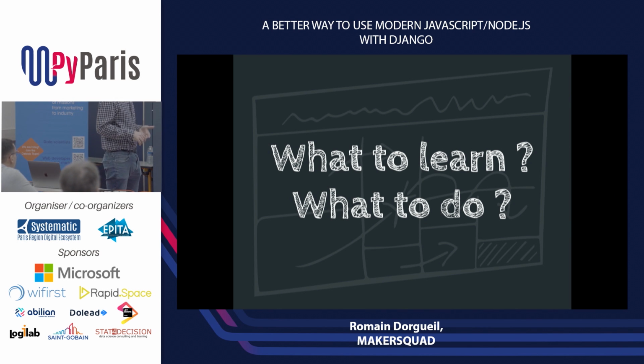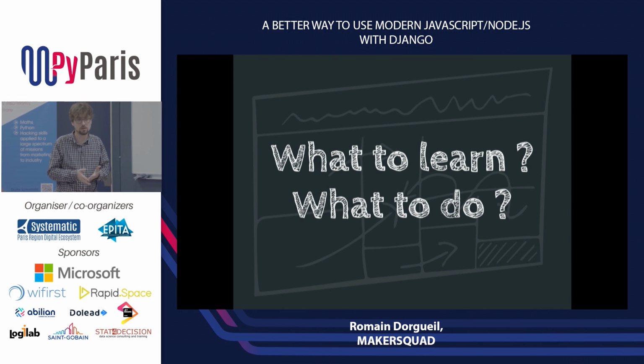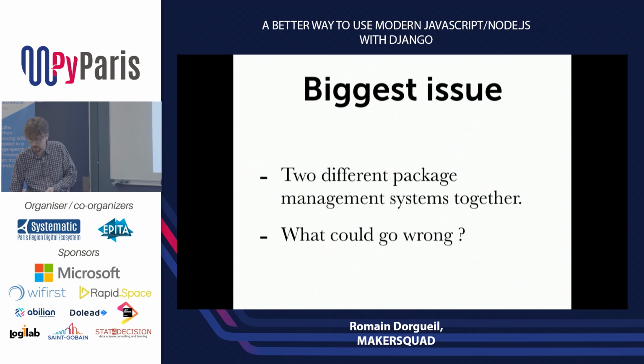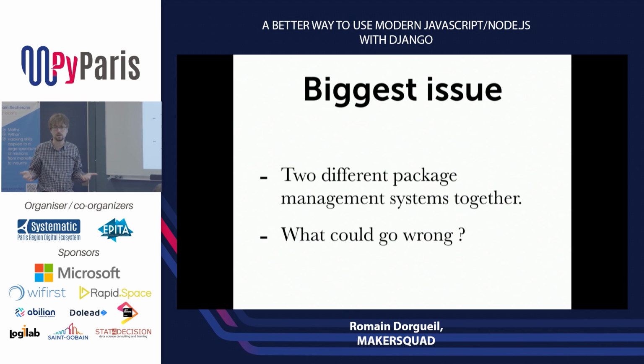But so what can we learn from that, and how can we improve the current state of the Python front-end versus back-end stuff we have? I think there is a problem. Maybe that's not for everybody. If you're doing only back-end stuff, it's not really a problem. But well, the biggest issue I found is that we need to have two different package management systems working nicely together.